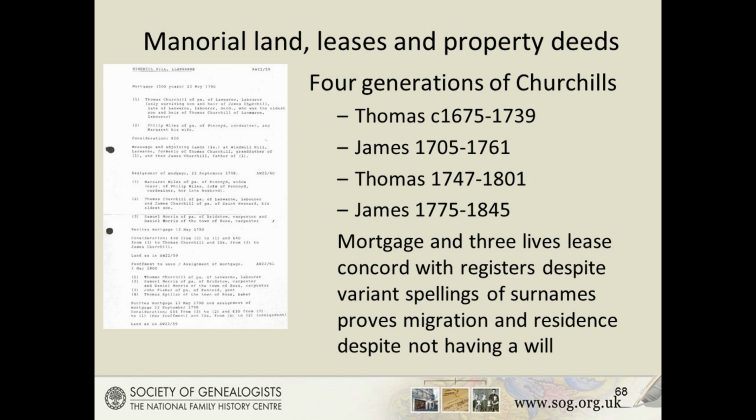The most informative document I have found relating to my family isn't online. It's a note of a mortgage and 3 lives lease made in 1790 and again in 1796 within the records of the manor of Hawarden and the Herefordshire Record Office. It shows the transfer of land in Windmill Hill in the parish of Llanwan in Herefordshire and mentions tenancies going back to 4 generations of Churchills, confirming the entries in the parish register and their movement from Llanwan to other parishes.